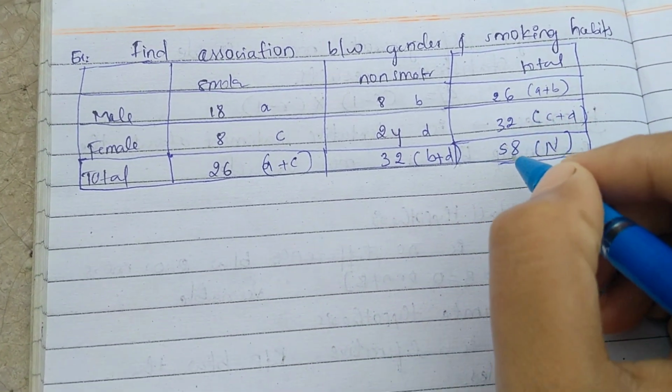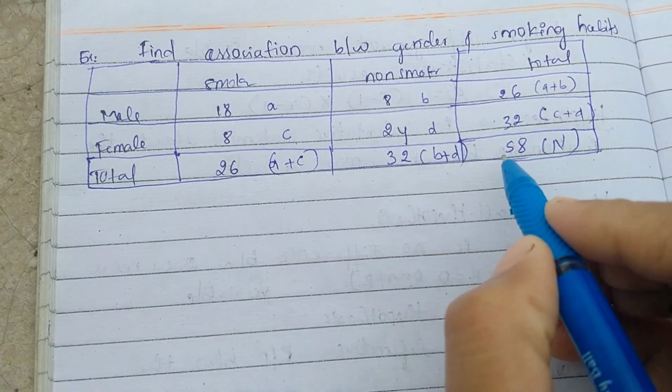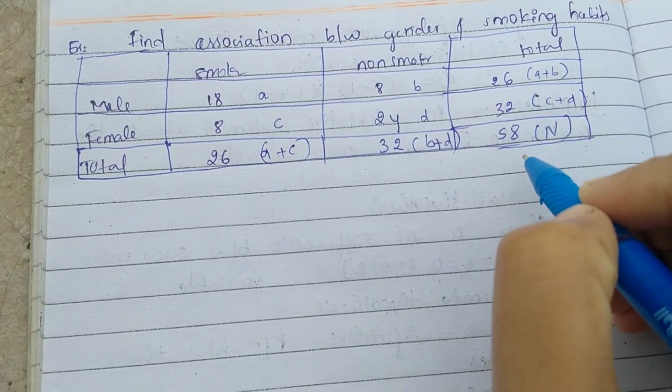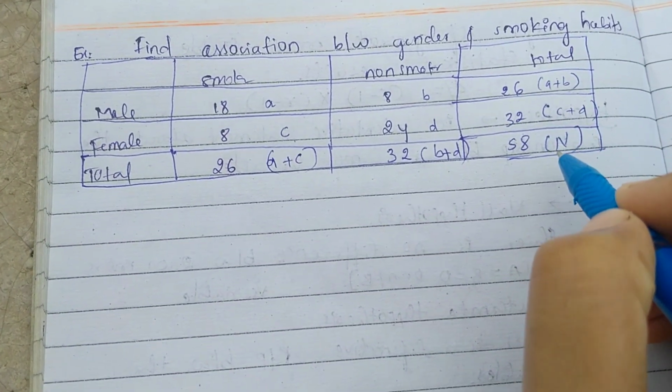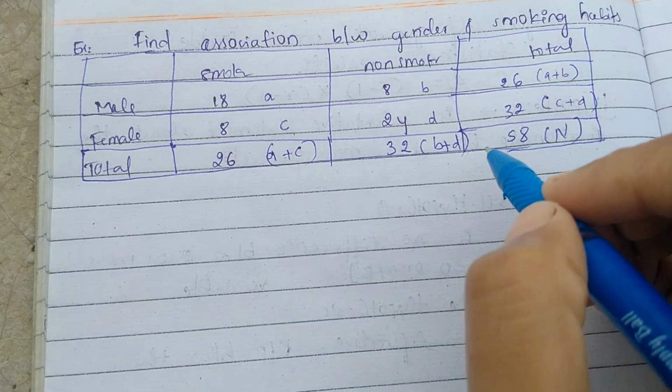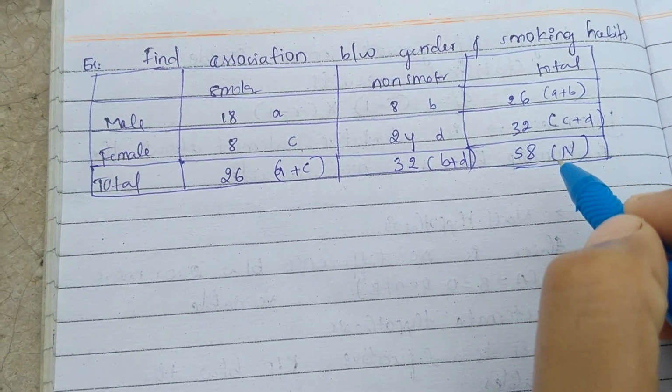So this is our 58. If we add this, we get 58, or if we add this, we also get 58, which is nothing but our total number of observations. So we have 58 total observations.